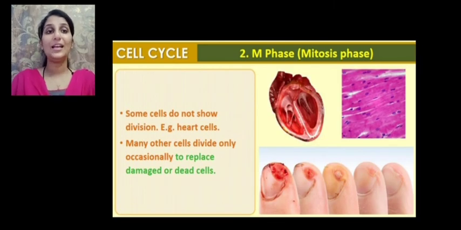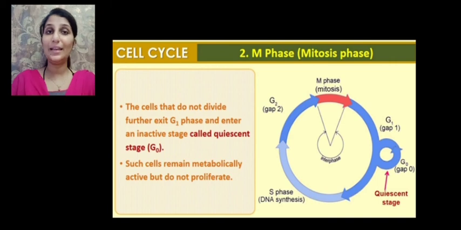But some cells do not show division at all. Examples are heart cells. Whereas some cells divide only occasionally to repair damaged or dead cells. So these are the exceptions, in which some cells do not divide further after formation, and some cells divide only at the time of repair or damage.